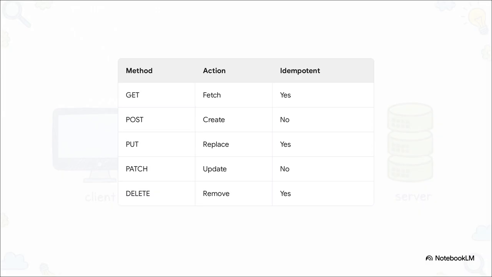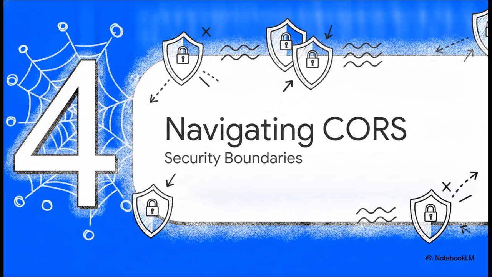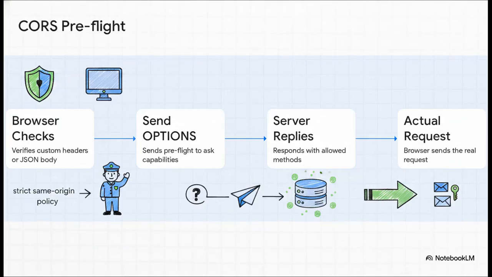So you definitely want to be careful there. Part 4, navigating CORS, the security boundaries. By default, browsers enforce a strict same-origin policy to stop malicious sites from hijacking your data. But as we know, modern web apps constantly need to make cross-origin requests. So how does it actually work?